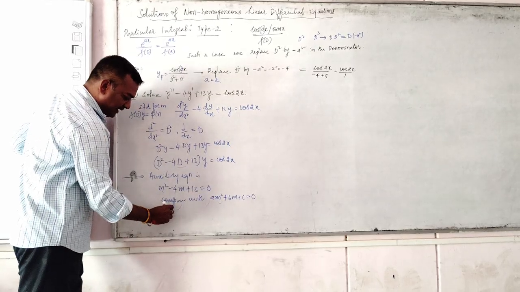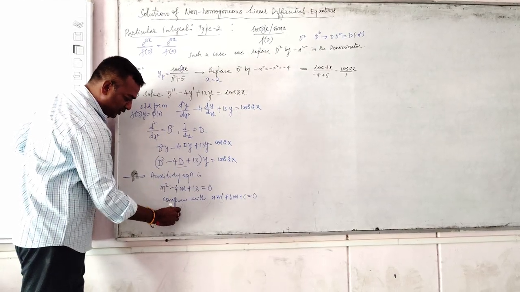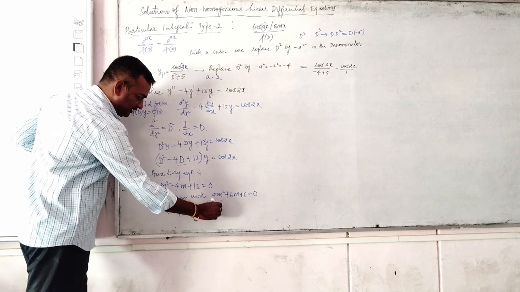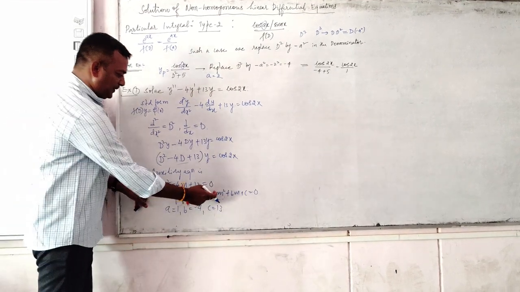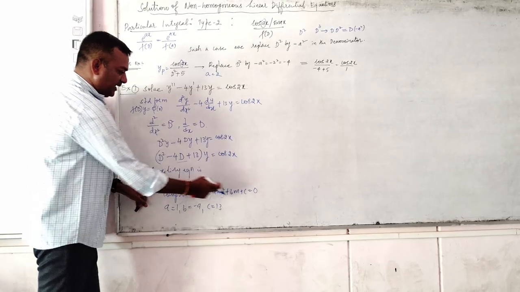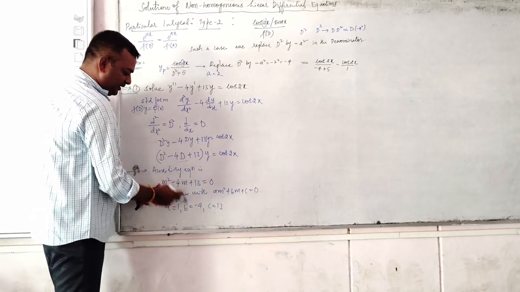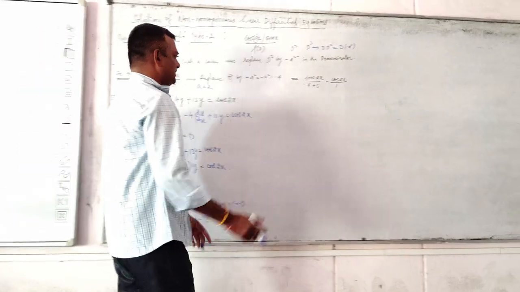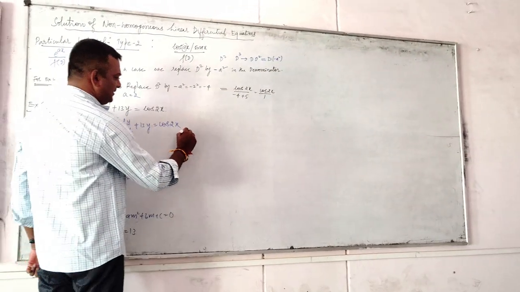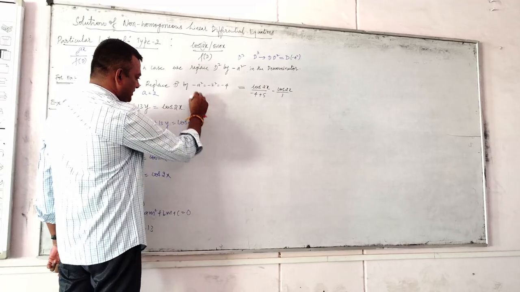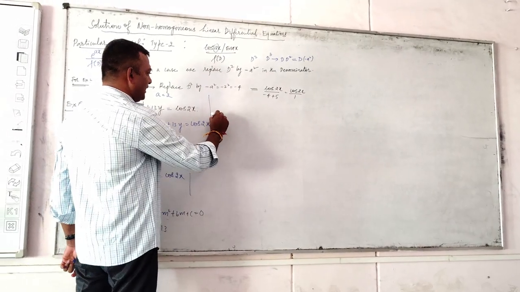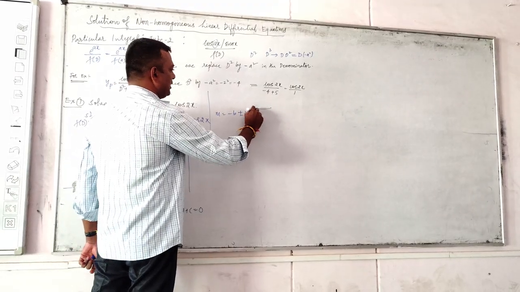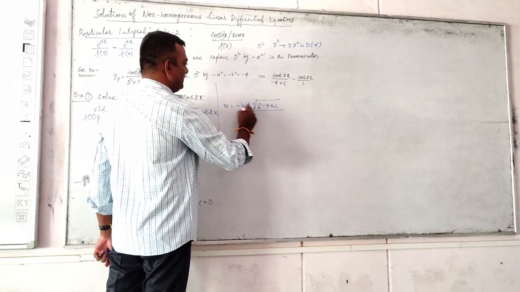Then write the value of a. A value is 1, b value is minus 4, c value is 13. Just compare. M square coefficient is a, m coefficient is b, b value is minus 4, c value is 13. We are using Sridhar's formula. What is Sridhar's formula? m is equal to minus b plus or minus square root of b square minus 4ac, divided by 2a.